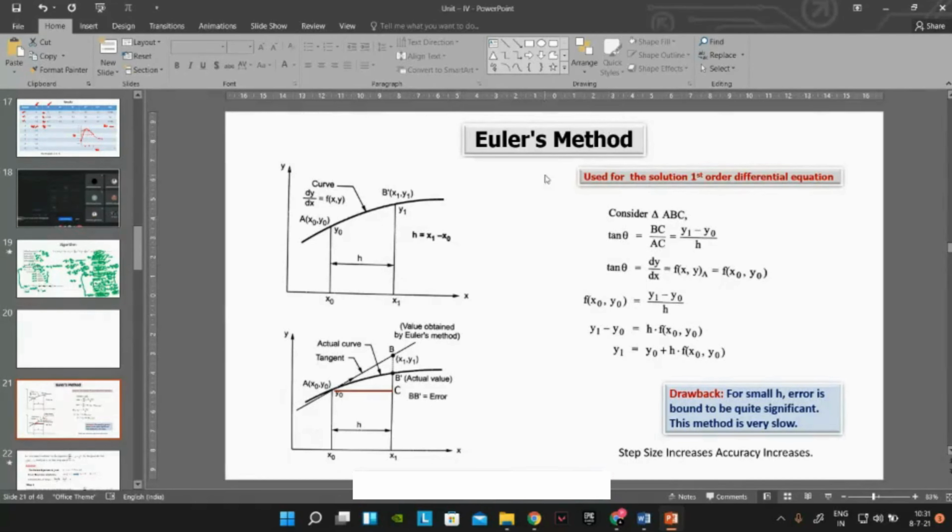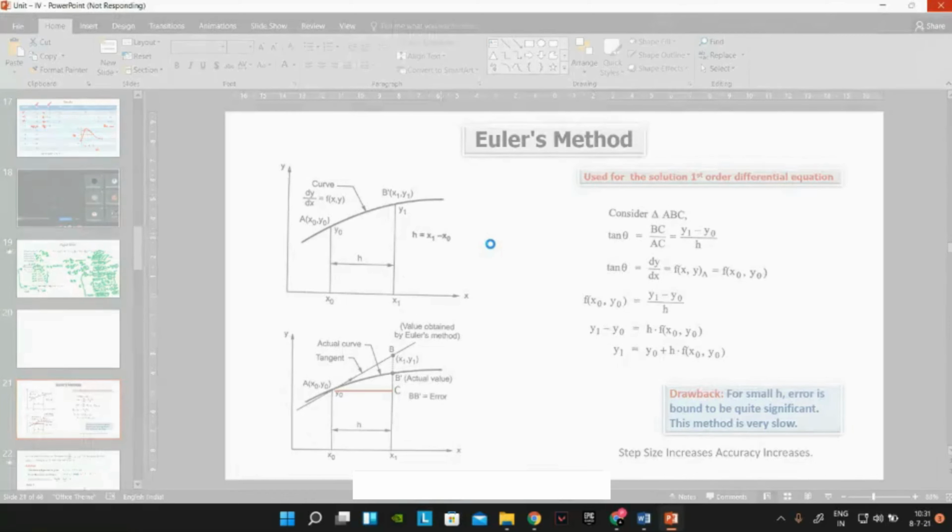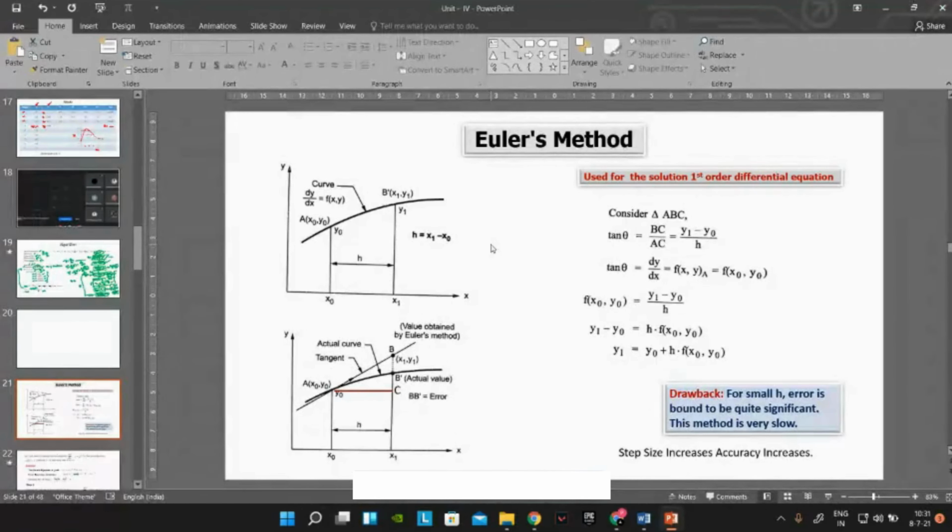So this is Euler's method. We already learned the Runge-Kutta method, and Euler's method is also similar. It works on a similar concept, and this is the extension of the Taylor series method. In the case of the Taylor series method, this concept utilizes a tangent concept, and the Taylor series will be truncated up to the first derivative. So that we will understand how we can obtain the equation for the Taylor series.